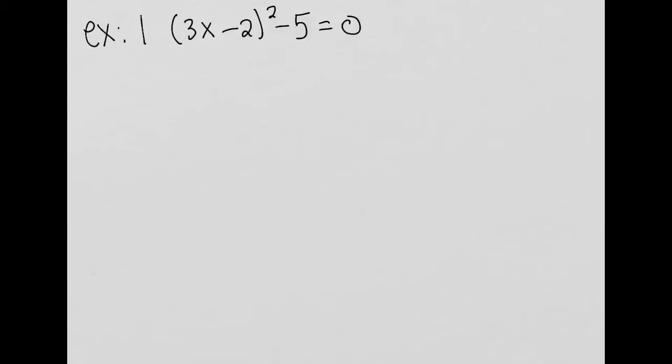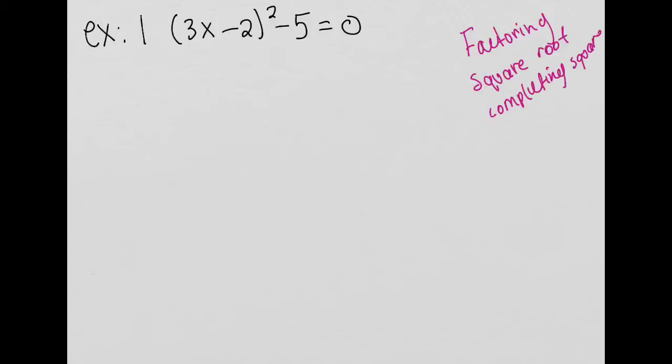This first example doesn't really tell us which of the methods to use. And that's the beauty of learning all the multiple methods that you can use in order to solve a quadratic. One of the methods that we have talked about before is to factor. So factoring, the square root, and completing the square. You're simply going to look at the problem and see, based on everything that you have learned, which one is the easiest method to use. In this case, because of this square right here, I will say let's use the square root method.